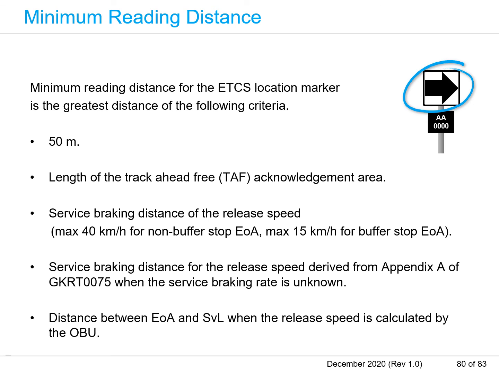The minimum reading distance for the ETCS location marker is the greatest distance of the following criteria: 50 meters, or the length of the track ahead free TARV acknowledgement area, or the service braking distance of the release speed, which is the maximum 40 km per hour for the non-buffer stop EOA, or the maximum 15 km per hour for the buffer stop EOA, or the service braking distance for the release speed, derived from Appendix A of GKRT 0075, when the service braking rate is unknown, or the distance between the EOA and the SVL, when the release speed is calculated by the OBU.